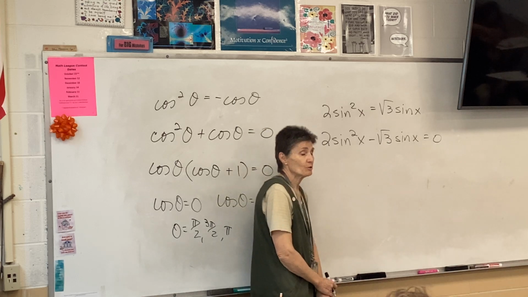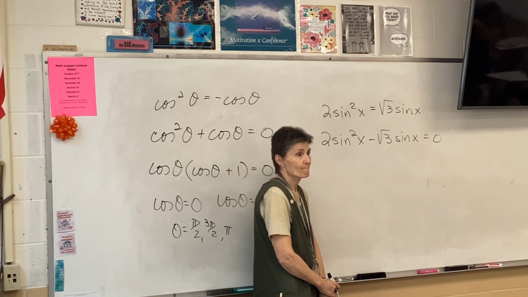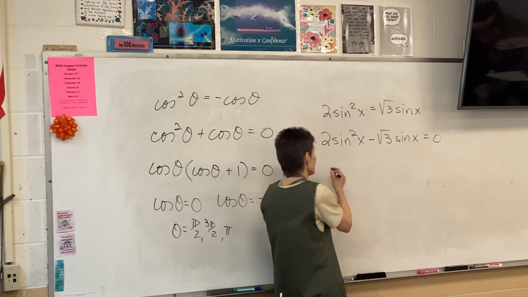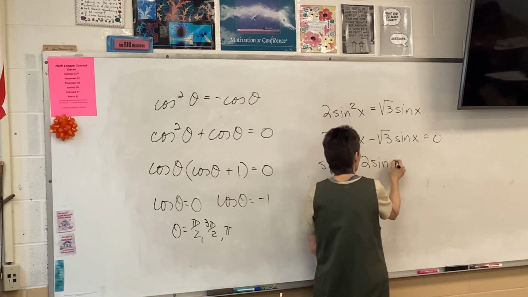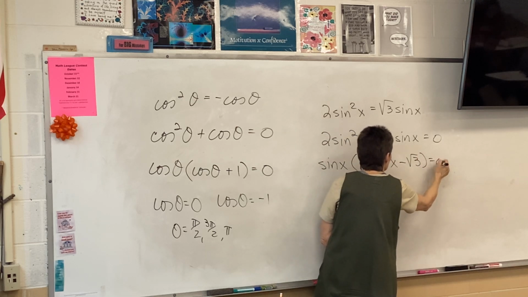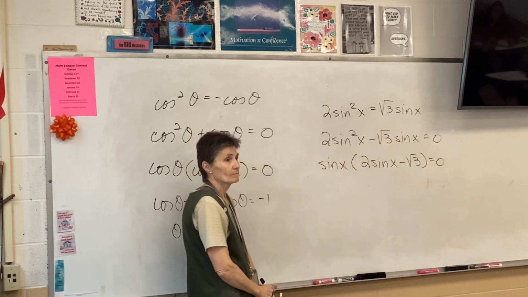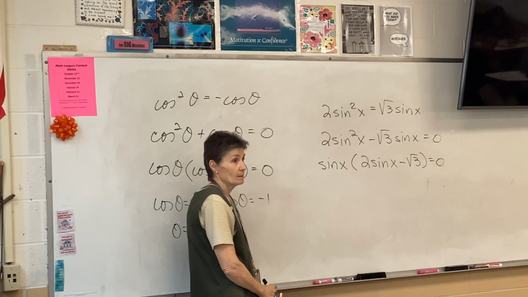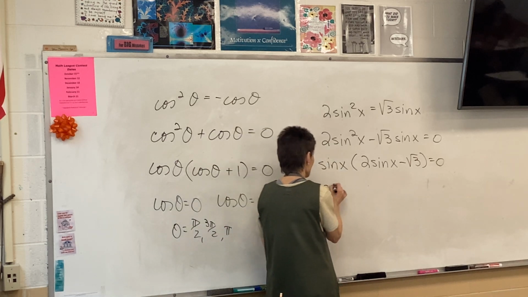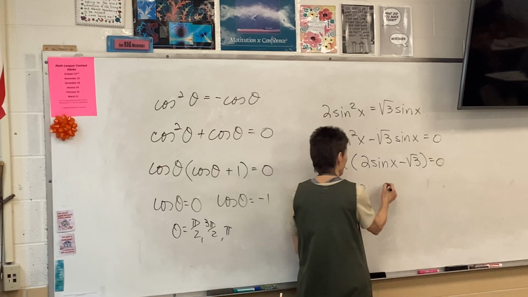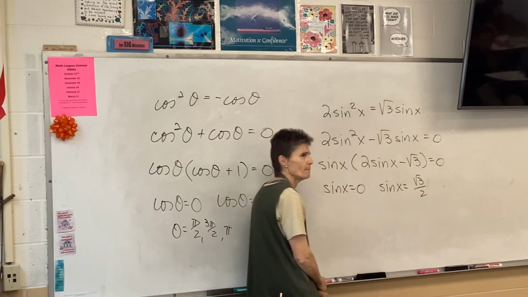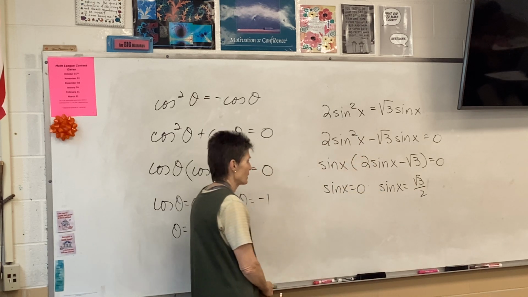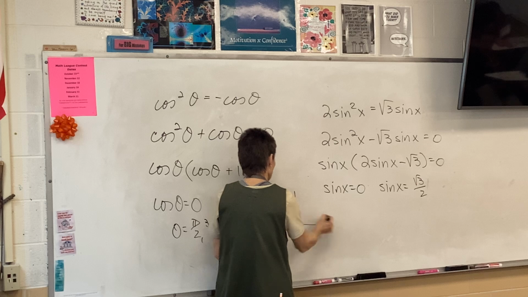What did you do after you subtracted? Factor out a sine. And you were left with 2 sine minus root 3. Hopefully. And then you set them equal to 0, so sine equals 0, or sine equals root 3 over 2. Does that look all right? I've got to figure out where that happens. I never go anywhere without my unit circle.